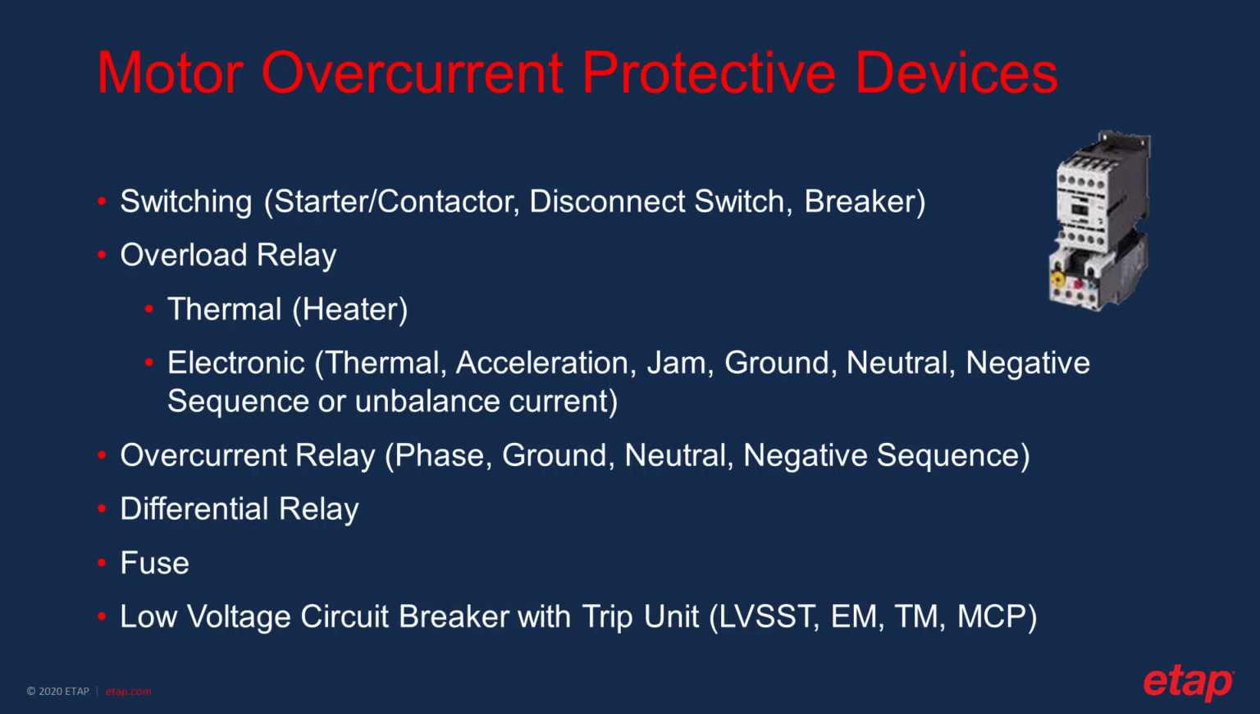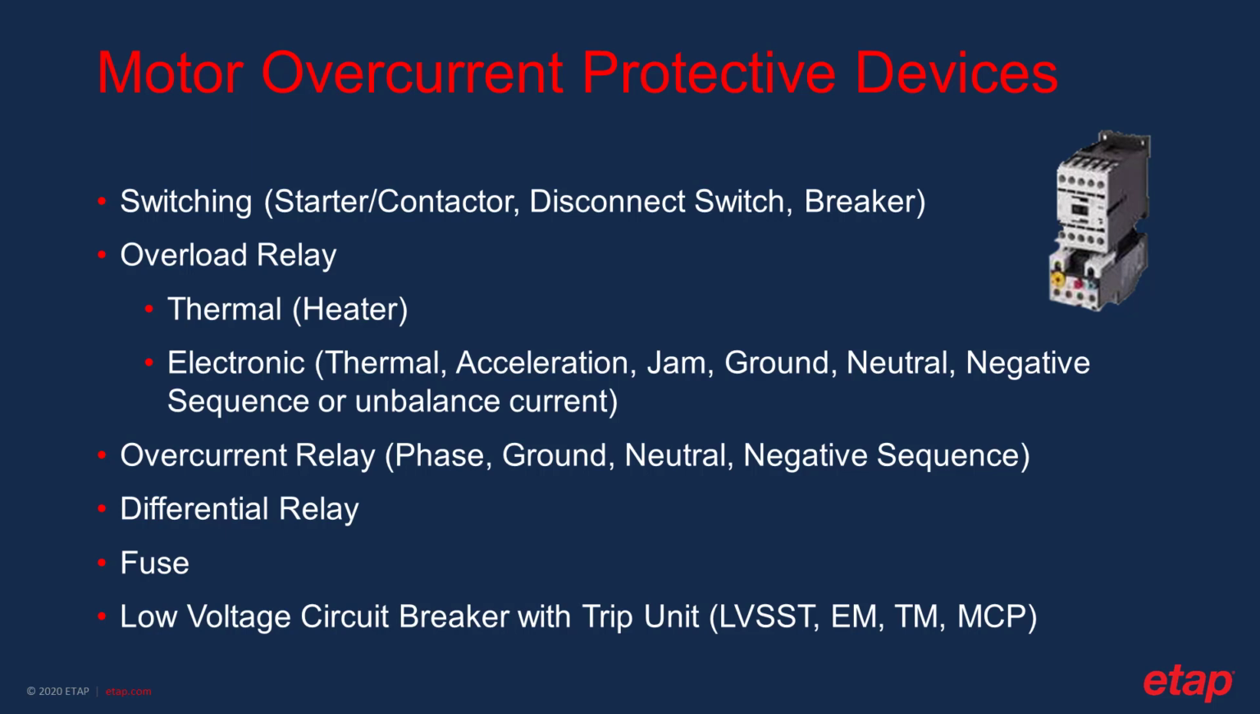Typical protective devices that can be used for overcurrent protection of the motor. The first item is the switching devices such as starter or contactor, or disconnect switches or breaker. The next item is overload relay, which is having a thermal or bimetal heater if it is thermal heating relay. If it is electronic, then it would have protection elements such as thermal, which is representing the same behavior of the thermal. Additionally, it may have acceleration, jam, ground, neutral, negative sequence, or unbalanced current as well.